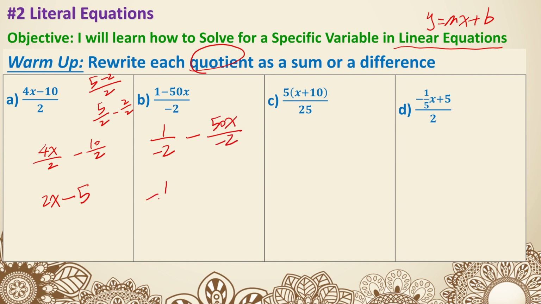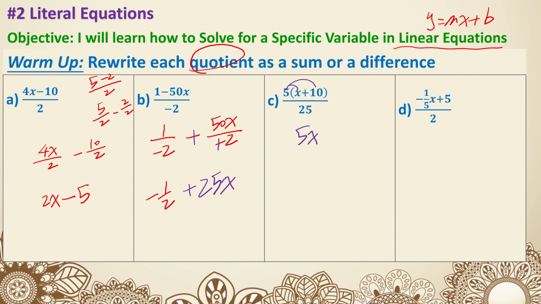The first part is negative 1/2. The second part, though, is negative 50x over negative 2, so they become positive. And 50x over 2 is just 25x. And that is B. For C, well, since you currently don't have addition or subtraction, even though you do, they're inside parentheses, so you have to distribute first, so it's just addition or subtraction.